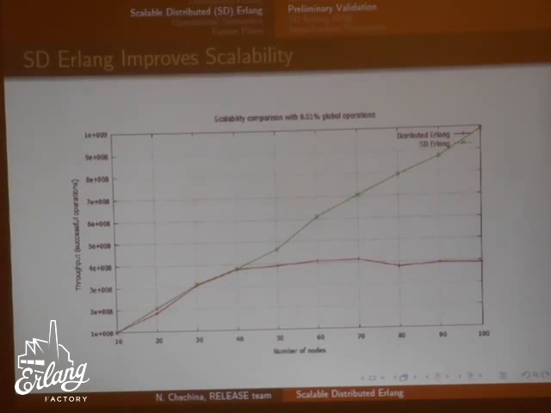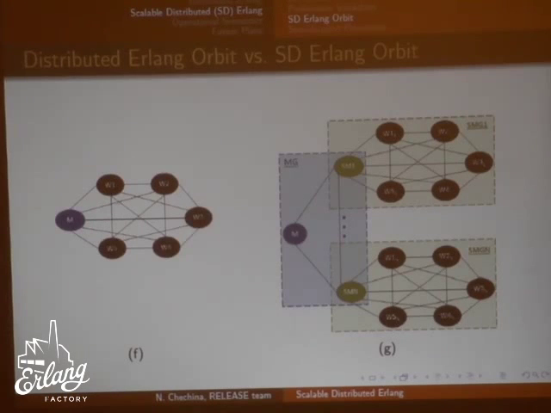So we did run some benchmarks using DE-Bench here, and we ran from 10 to 100 nodes. The experiments showed that having even 0.01% of global operations does improve scalability. So SD Erlang scales much better than distributed Erlang.